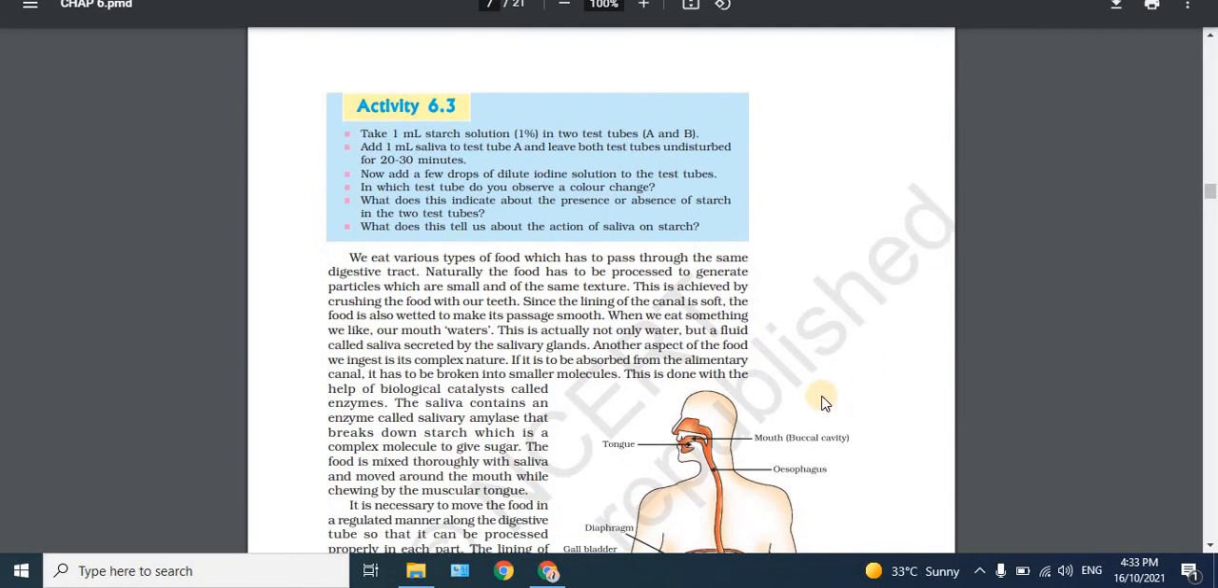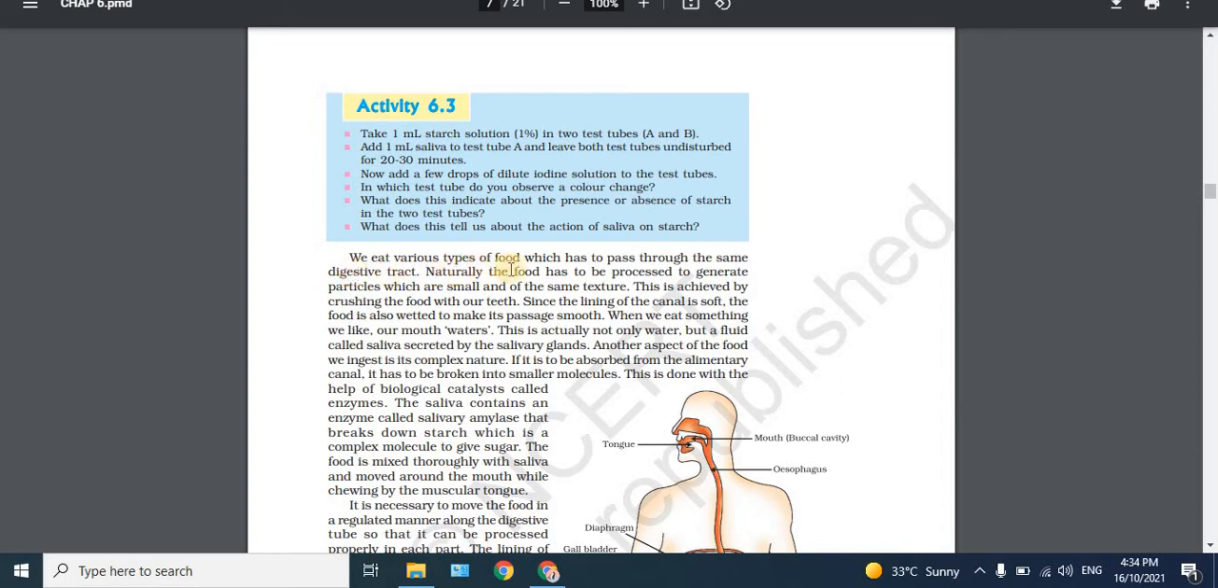Activity 6.1. Take 1 ml of 1% starch solution in two test tubes, A and B. Add 1 ml saliva to test tube A and leave both test tubes undisturbed for 20 to 30 minutes. Now add a few drops of dilute iodine solution to the test tubes. In which test tube do you observe a color change? What does this indicate about the presence or absence of starch in the two test tubes? What does this tell us about the action of saliva on starch?